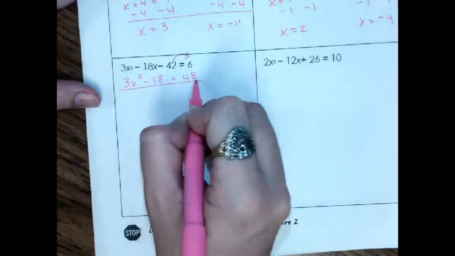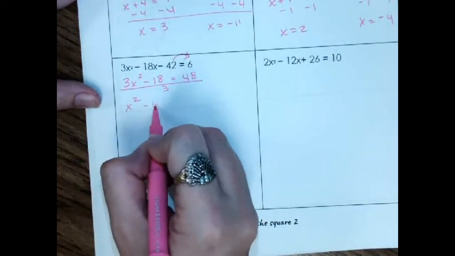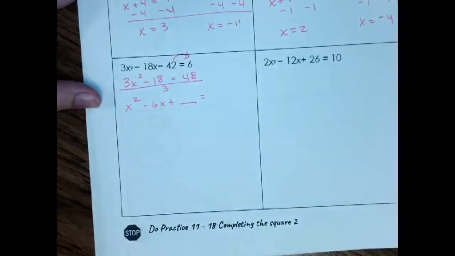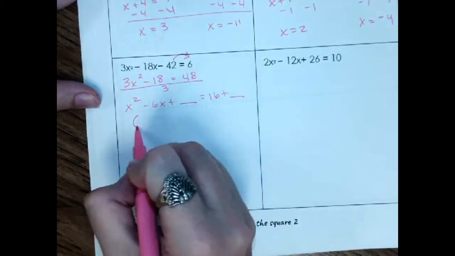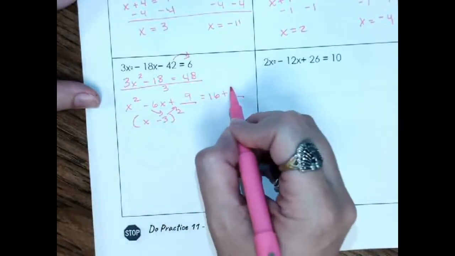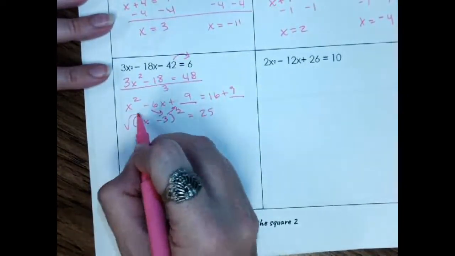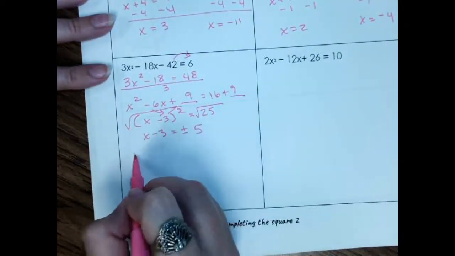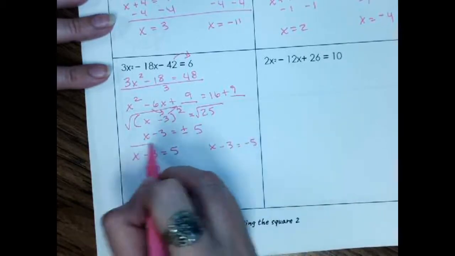divide everything by 3. 3 divided by 3 is x squared, 18 divided by 3 is 6, I'm going to add the blanks, 48 divided by 3 is 16, blanks on both sides, write your form, divide as you go down, square as you go up. 16 plus 9 is 25. Take the square root. Don't forget the plus or minus. Write as 2 equations. Solve.